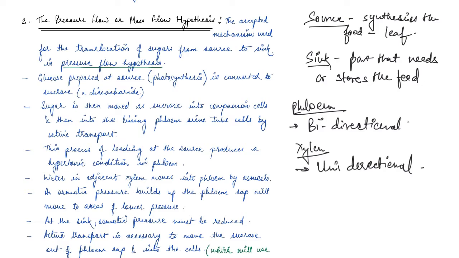Now, what happens at the sink, the place where it has to basically reach, the osmotic pressure must be reduced, right? So again, active transport is necessary to move the sucrose out of that phloem sap and into the cells, which are going to use the sugar ultimately, right? Now, as sugars are removed, again the osmotic pressure decreases and the water moves out of the phloem.